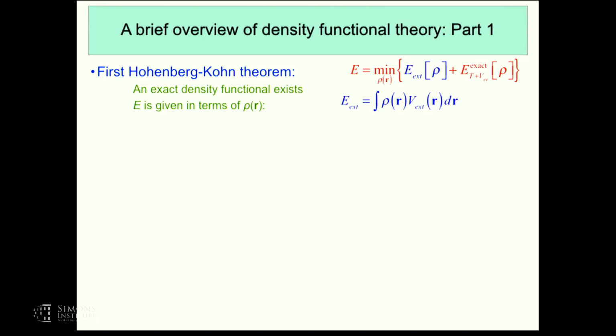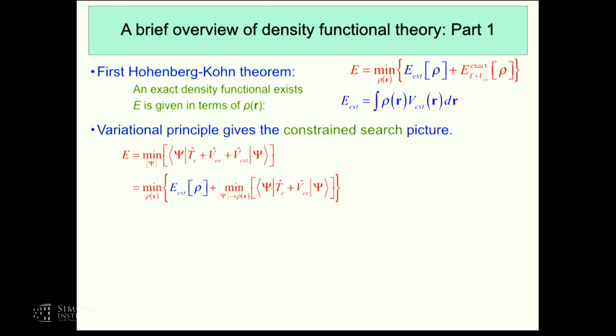So the first Hohenberg-Kohn theorem says that an exact density functional exists. The energy can be written without approximation as a minimizer over all physically feasible densities, a function of the electron density and the external potential. That's the field of the clamped nuclei. And you can see this exists in terms of the electron density directly.